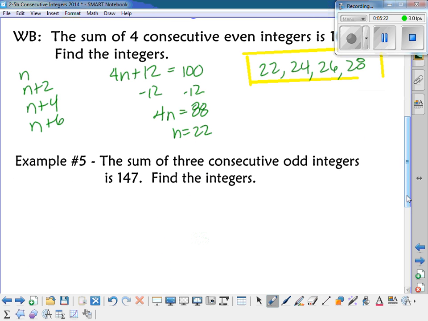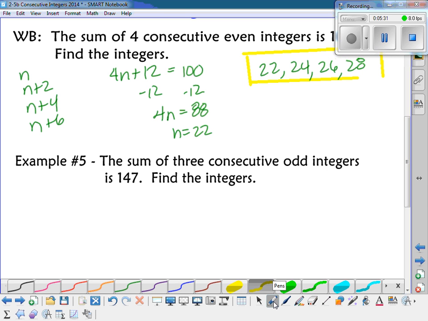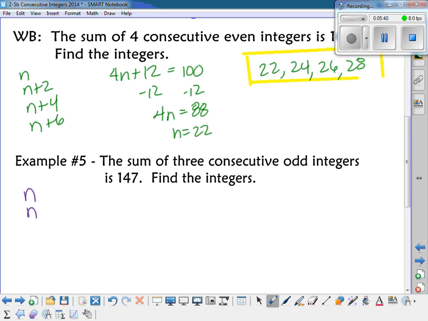Now I've got the sum of 3 consecutive odd integers is 147. This is for your notes. Does it matter if it's odd? No. Odd or even, they're always how many numbers apart? 2. So I'm still going to use n, n plus 2, and n plus 4. This time there's only 3, so I'm just going to have 3 expressions. Like I said, this will mess with your brain a little bit, but just always do it the same as you do your evens and you'll be okay.